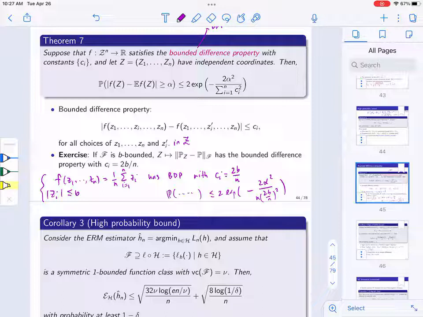All right, so you get 2e to the negative n alpha squared over 2b squared, which is the Hoeffding bound, modulo constants. But you could also do it with ai and bi, and you get the Hoeffding bound. So it's a strict generalization of the Hoeffding bound to more general functions.